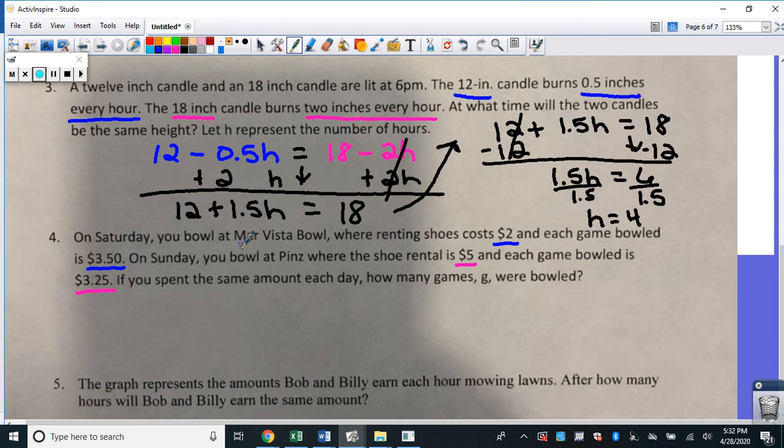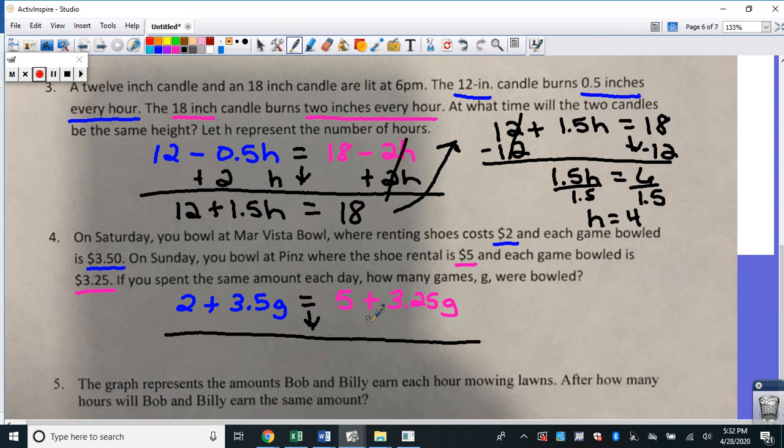Okay, so let's start with Saturday. It costs $2 just to rent the shoes, and it's also going to cost $3.50 per game. And I'm just going to write 3.5. On Sunday, the shoe rental is $5 plus the $3.25 per game. Okay, so there are my two equations. Now I'm just going to solve from there.